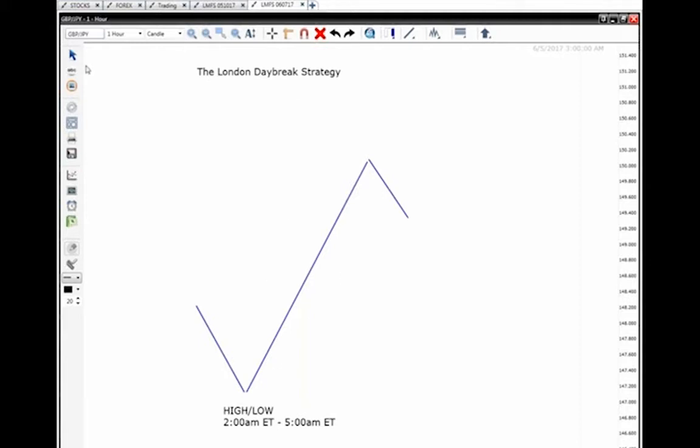Now, we're also going to be looking for our opposite high or low for the day, and we're going to be looking for this between 8 o'clock a.m. Eastern time and 2 o'clock p.m. Eastern time. The reason for this is because you have the close of the London session and the opening of the New York session here. So what we're looking for is this directional movement, either rallying up or pulling back and going down.